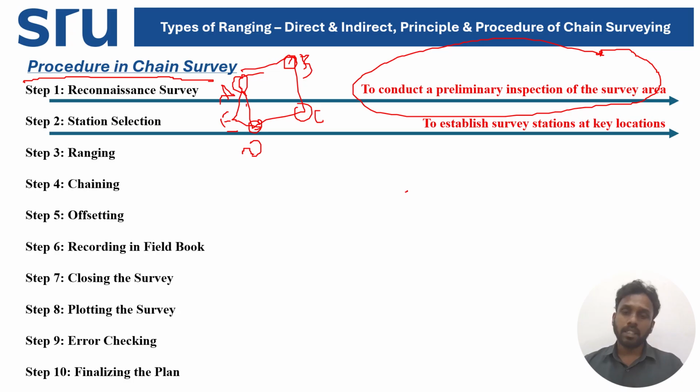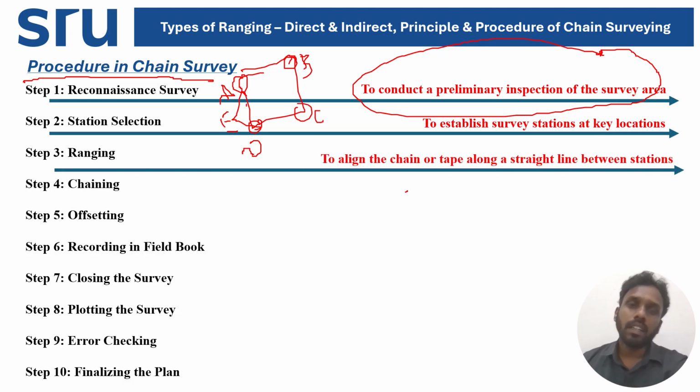Next one is ranging. Just now we have seen what ranging is. You are aligning a chain or tape in a straight line between the stations, right? You may have a 30-meter chain, but the distance may be more than 500 or 600 meters. So you have to fix intermediate points between your survey stations, and those points should be in a straight line. That can be achieved only by ranging.